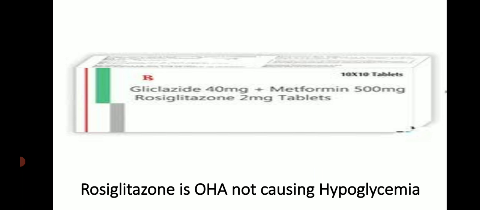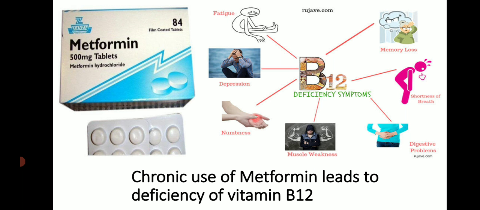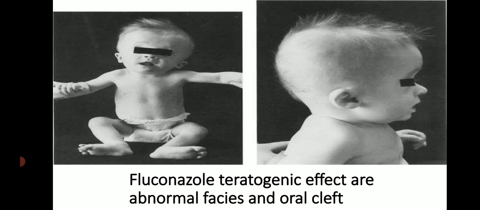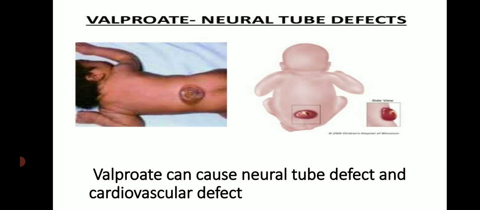Rosiglitazone is an OHA not causing hypoglycemia. Chronic use of metformin leads to deficiency of vitamin B12. The teratogenic effects of sulfonamides are anencephaly, coarctation of aorta, diaphragmatic hernia, and left ventricular outflow tract obstruction. Fluconazole teratogenic effects are abnormal facies and oral cleft.